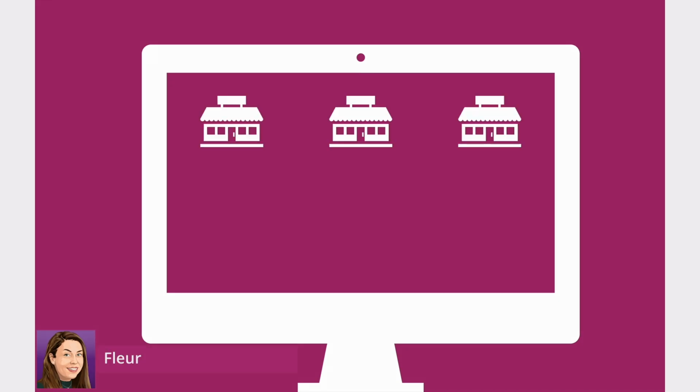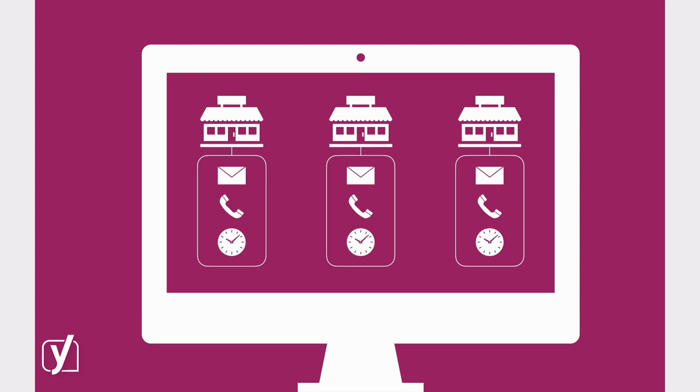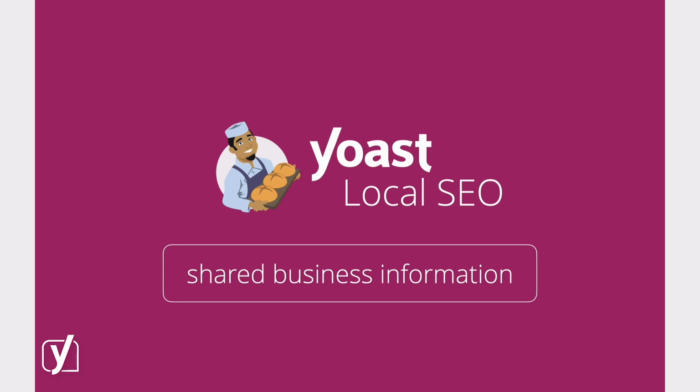Do you have a website for your local business with multiple locations? You probably want to get the best out of your website and provide all the crucial business information to your customers. But if you have more than one location, filling in all the details can be time-consuming. Luckily, there's a shortcut. The Local SEO plugin comes with a feature that lets you add shared business information.